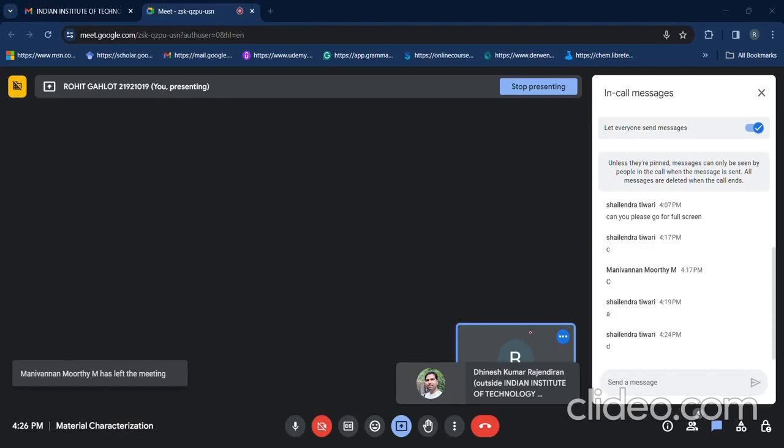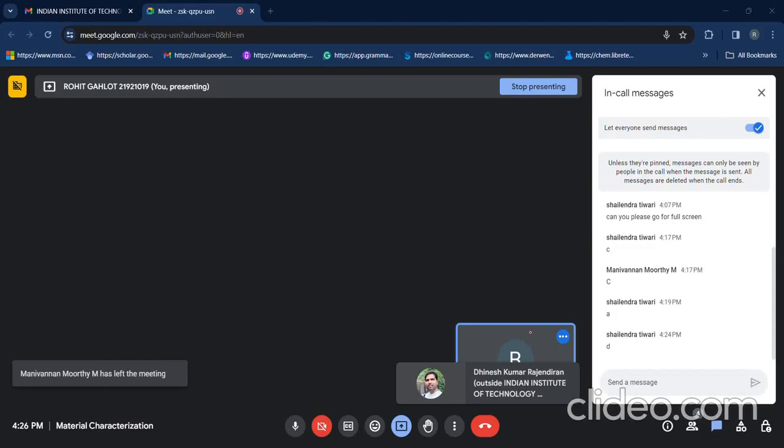Second one is, a sample is analyzed using SEM and the magnification is set to 5000 times. If the actual size of a feature on the sample is 10 micrometers, what will be its apparent size in the SEM image? Here the apparent size can be calculated from your actual size times your magnification. So 10 micrometers times 5000 will come in some nanometer range.